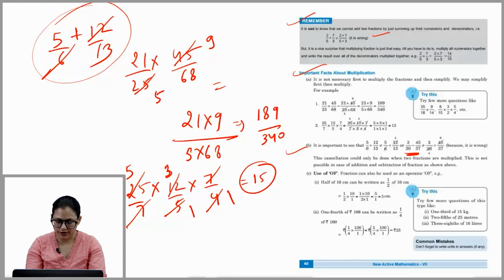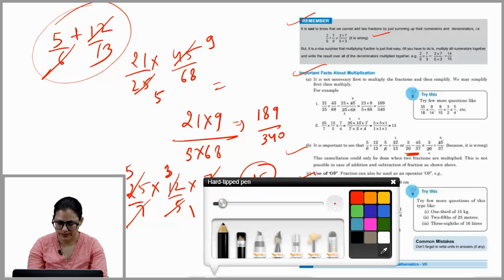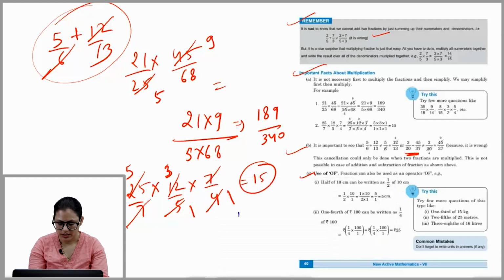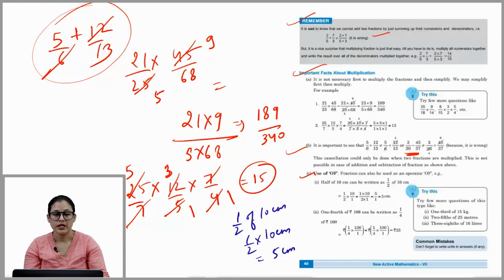C, use of half. Fraction can also be used as an operator of. Example, half of 10 centimeter can be written as half into 10 centimeter, and then you will get 5 centimeter as answer. Similarly, 1/4 of rupees 100 can be written as 1/4 of rupees 100, then you will get rupees 25 as answer. And common mistakes, don't forget to write units in answers, if any.